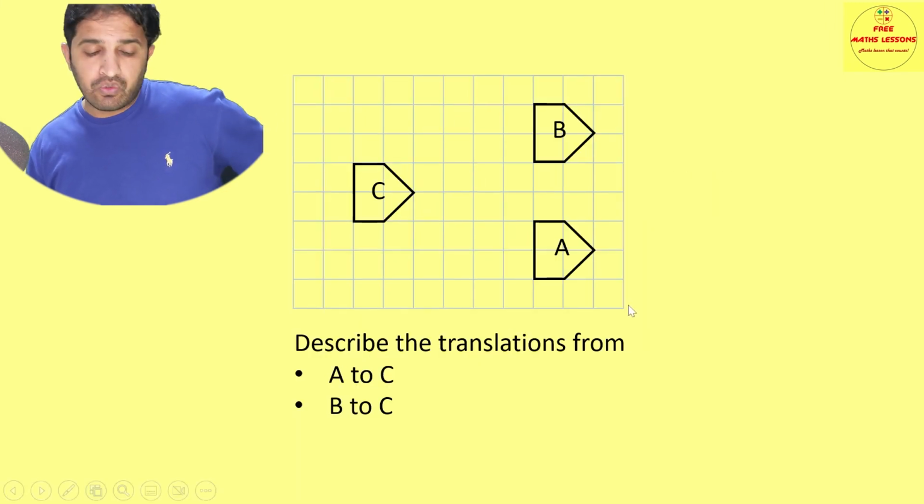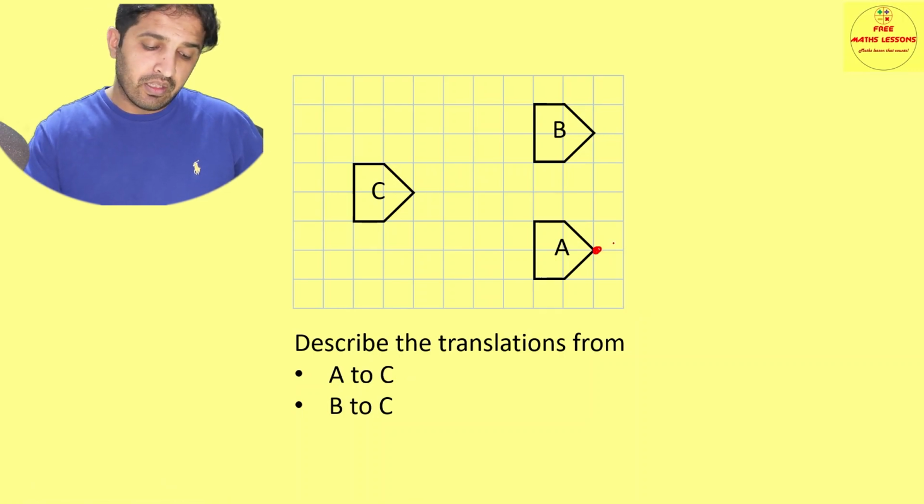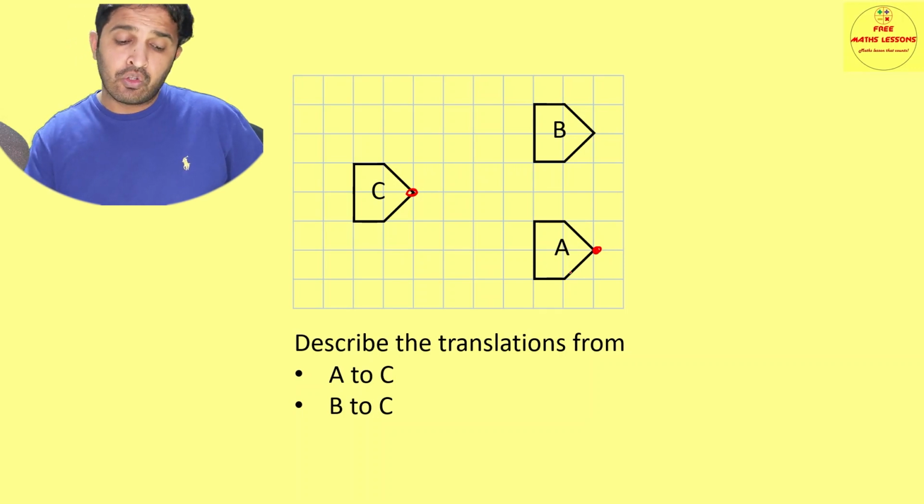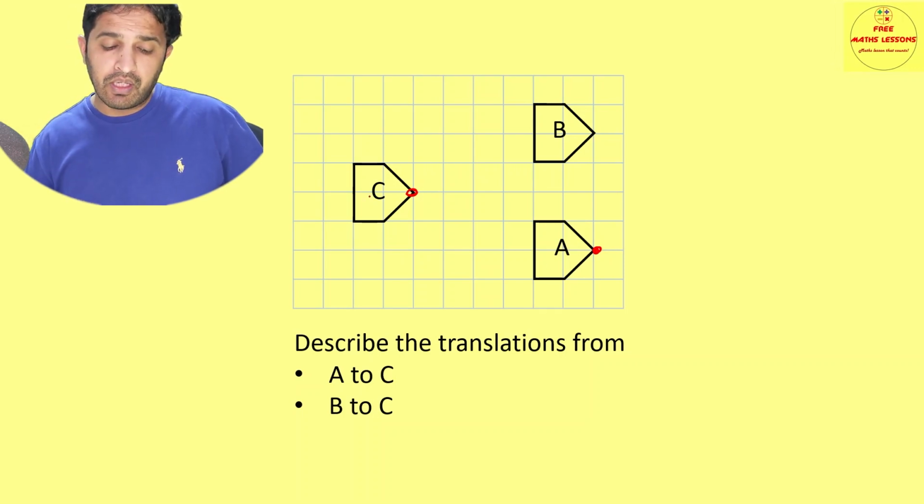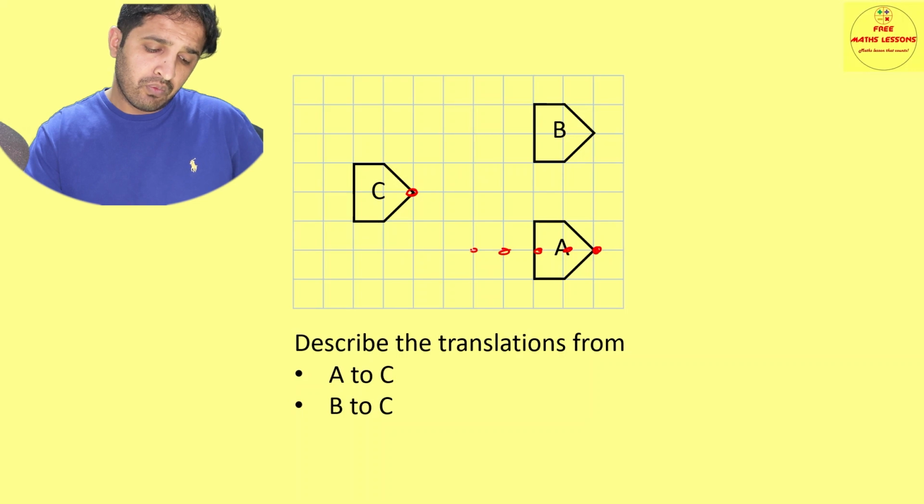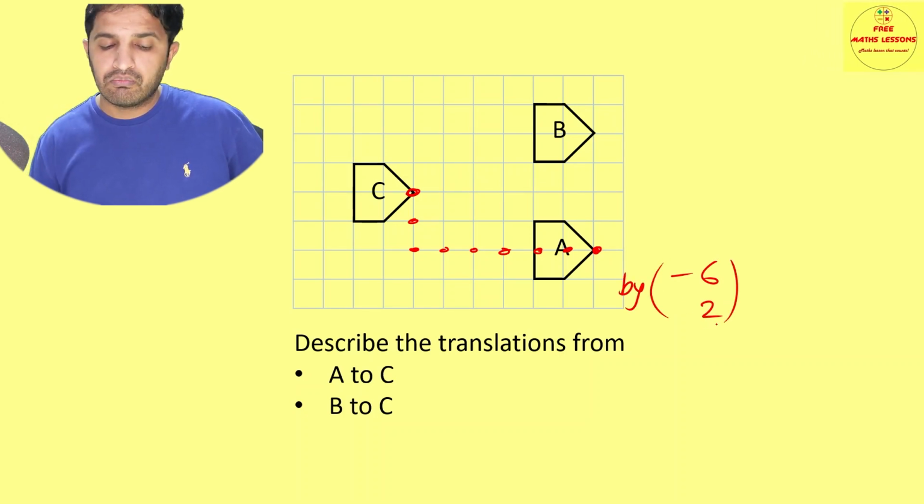So if I ask you to describe the translation that takes you from A to C, what translation would that be? Okay, so A is your object, C is your image. What am I doing? So I'm going 1, 2, 3, 4, 5, 6. 6 to the left and 2 up. So -6 and 2. So it's a translation by the vector -6, 2.